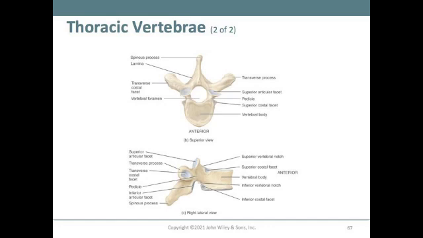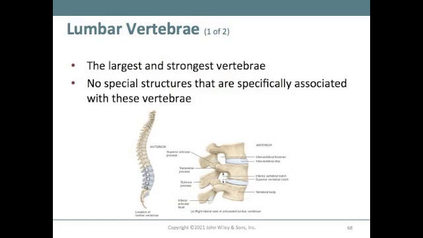And now this brings us to the lumbar vertebrae. These are the strongest and largest of the vertebrae. There are no special structures specifically associated with these vertebrae. So I guess what it's saying is there's nothing special about these. They're just normal vertebrae, largest and strongest. I would say that's maybe special about them. So, lumbar, page 231, figure 7.20. They make up what we call the lower back.